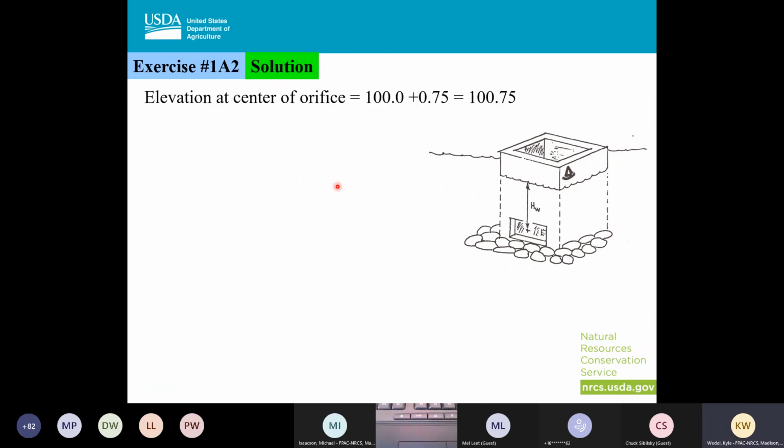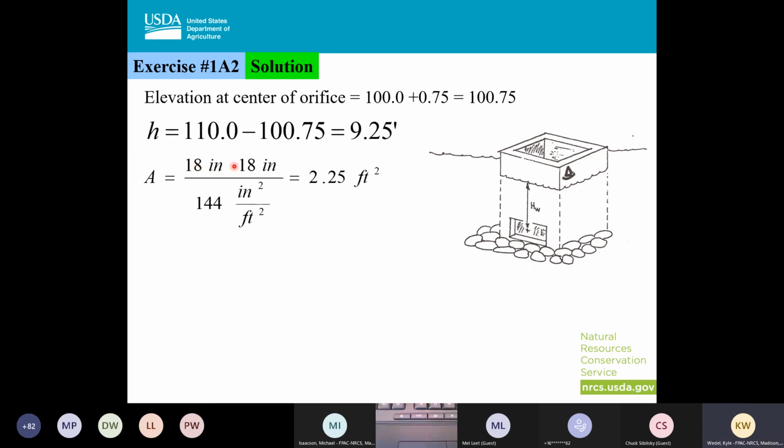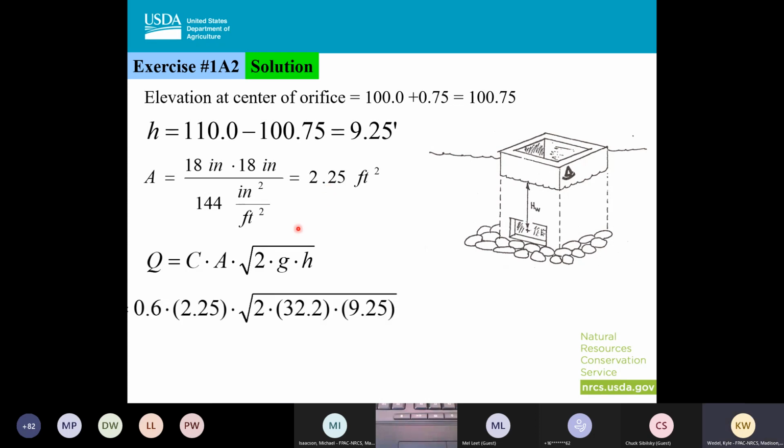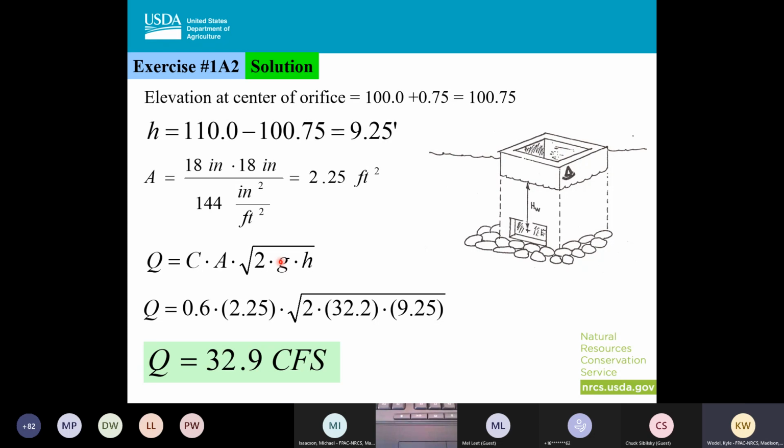So on the next one, my center of orifice is going to be at the same elevation. So I go through the same process of 100 plus that 0.75 to get to my center. This time my water surface is going to be at 110. So I'm going to take that, minus my center of orifice at 100.75, so I'm going to have a head of 9.25 feet. My area again is going to be the same, that 18 by 18, divided by 144 to get 2.25. With my general equation again, I'm going to plug in all my unknowns, and I'm going to come up with 32.9 CFS. So notice the thing to point out here is as my head went up, so did my flow.